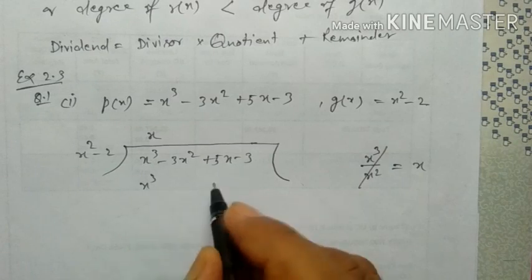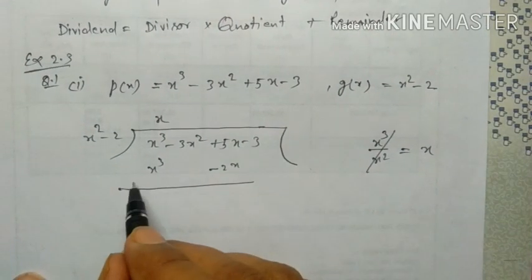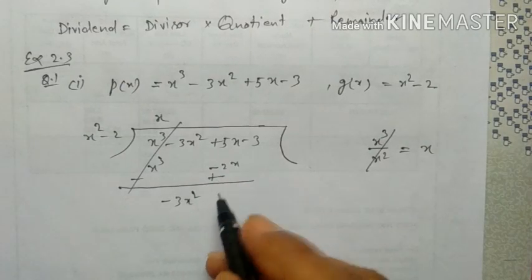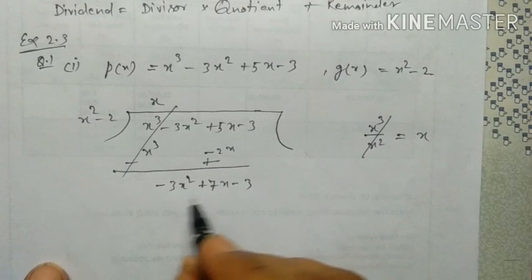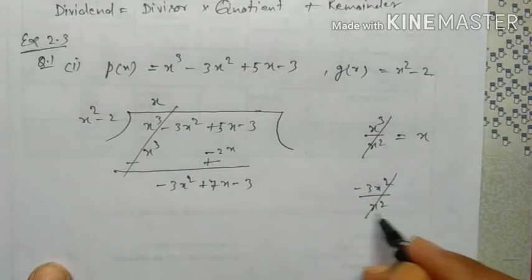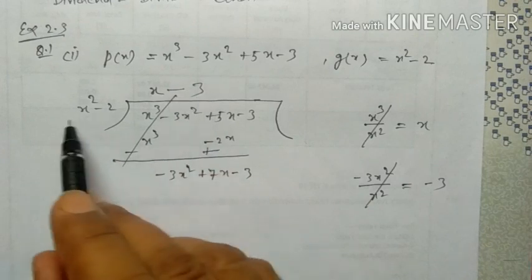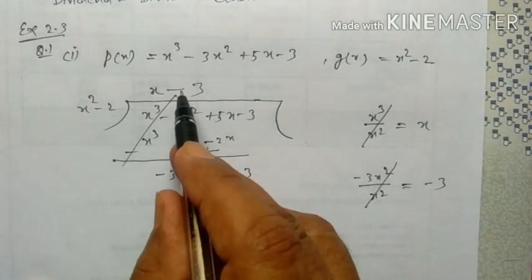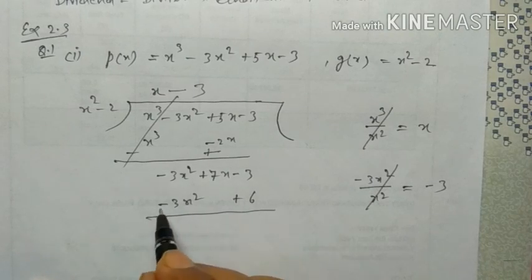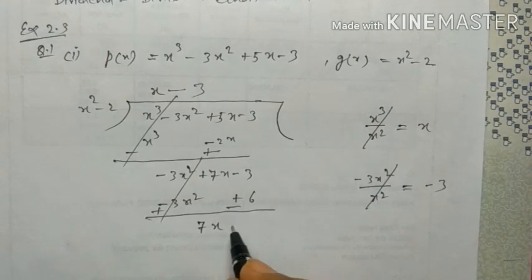So it becomes x cube minus 2x. We will write here 2x below. And now subtract this. The sign will be changed, minus, and this will be plus. Cancel out. This is minus 3x squared plus 7x minus 3. Again, first term of this is minus 3x squared and first term of this is x squared. After division we will get minus 3. So here we will write minus 3 and multiply by minus 3 in both terms. Minus 3x squared plus 6, and now subtract this, then sign will be changed. This is cancel out. 7x and 6 and 3, 9, minus 9.